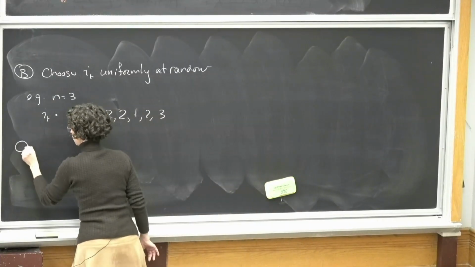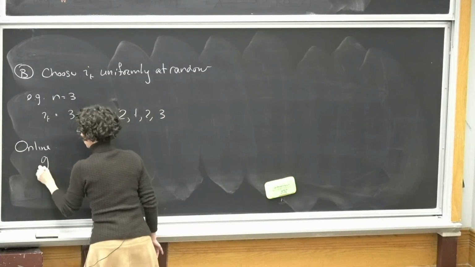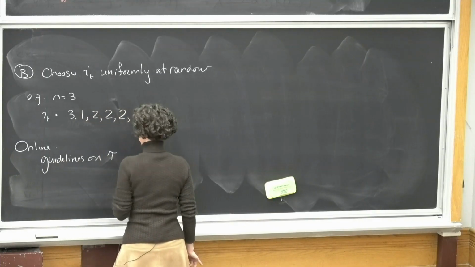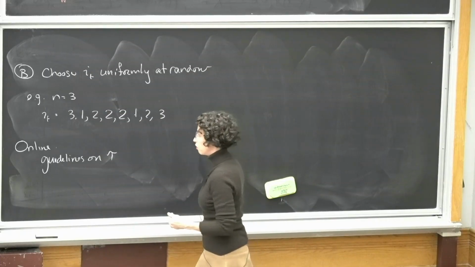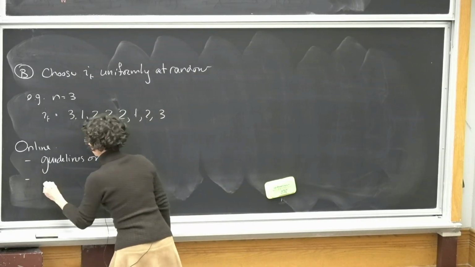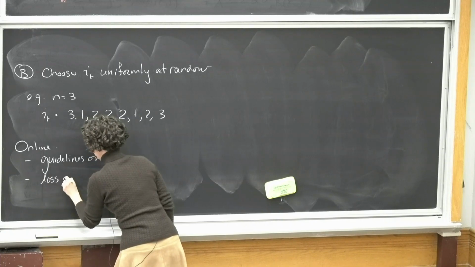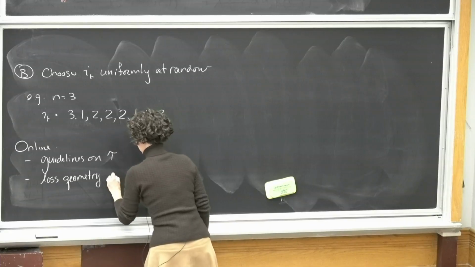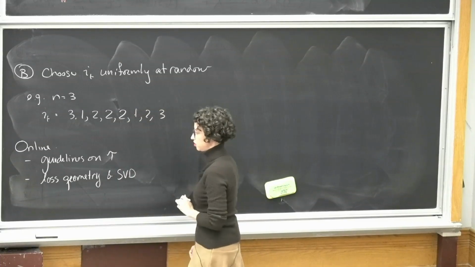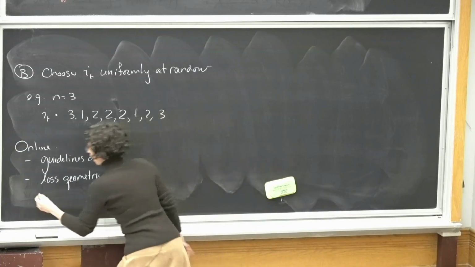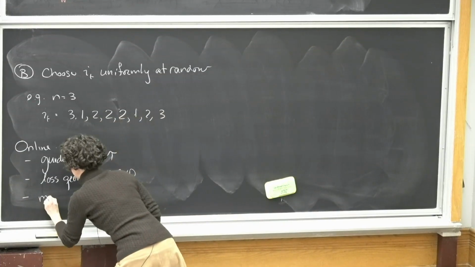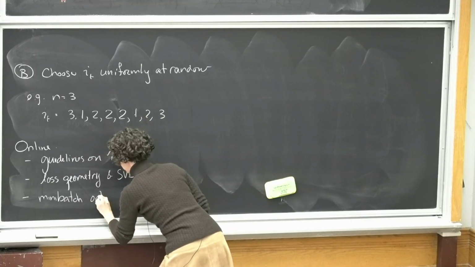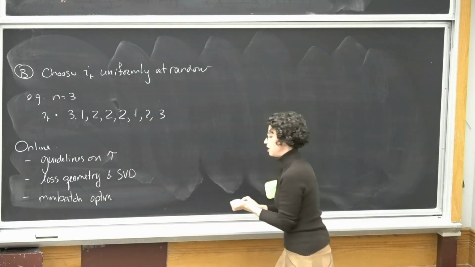Okay, so there's some additional notes in the lecture notes that are posted online. So online, we've got guidelines on tau and some theory about proving that these things actually converge. There's also information on the loss function geometry and the singular value decomposition that ties a lot of things together. And then, in addition, mini batch optimization. This is used quite a bit in training neural networks.